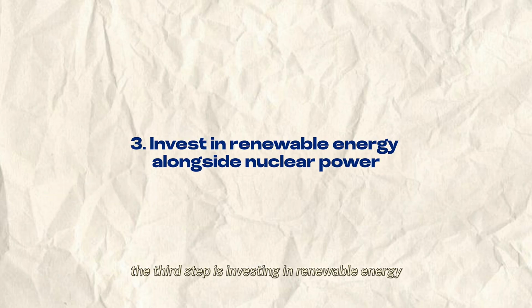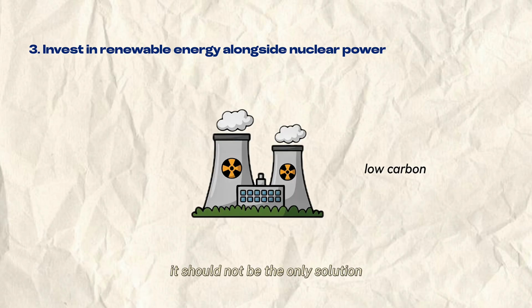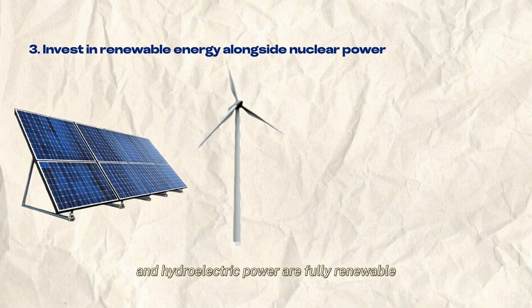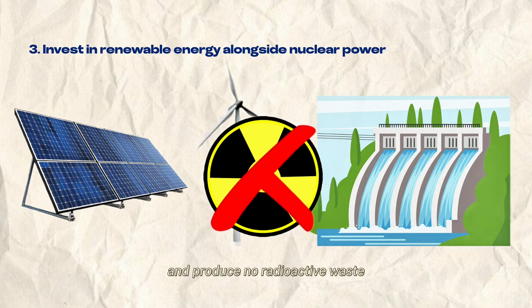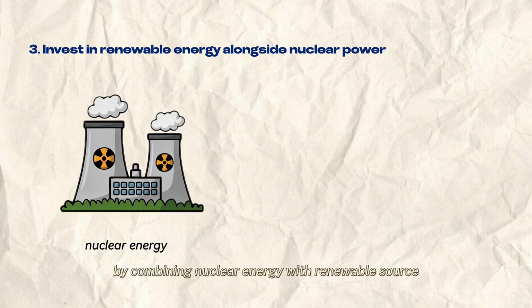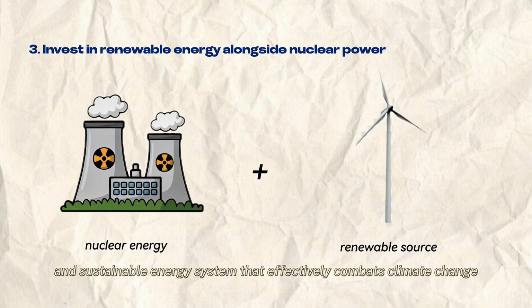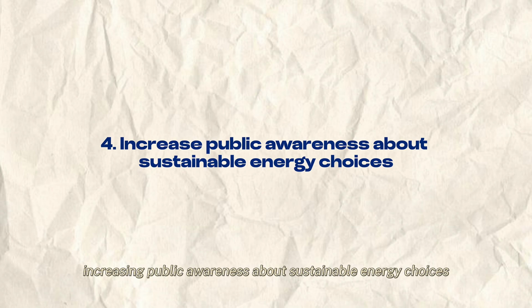The third step is investing in renewable energy alongside nuclear power. While nuclear energy is low carbon, it should not be the only solution. Solar, wind, and hydroelectric power are fully renewable and produce no radioactive waste. By combining nuclear energy with renewable sources, countries can create a balanced and sustainable energy system that effectively combats climate change.